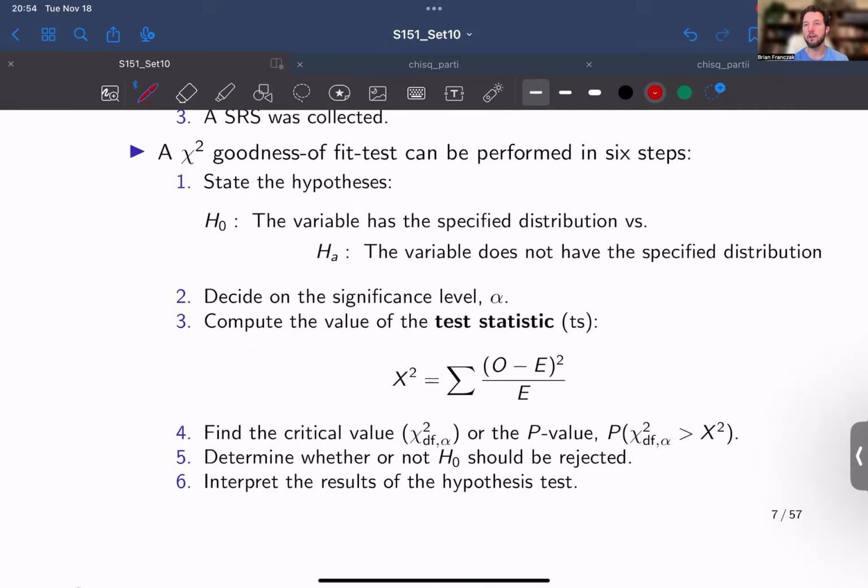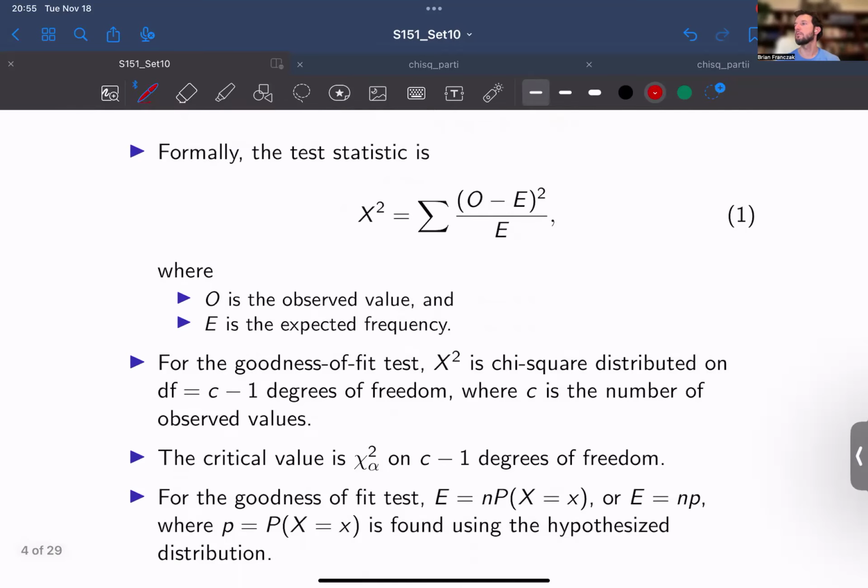Step 4, find the critical or p-value. Note that because the chi-square is a right-skewed distribution, we actually only test in one direction in this setting. So we don't have to worry about this concept of being one-sided or two-sided anymore. We can simply find the critical value, given whatever the significance level is, or find our p-value, which is always going to be the upper tail area. On step 5, we use that information to determine if we should reject or not reject in the normal way. And then on step 6, we interpret.